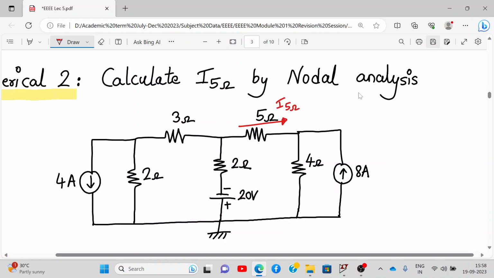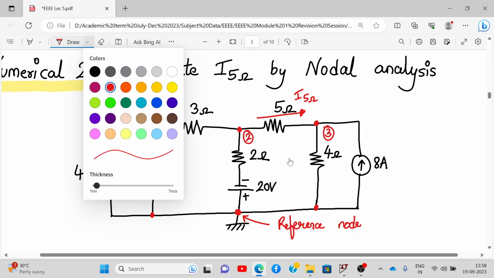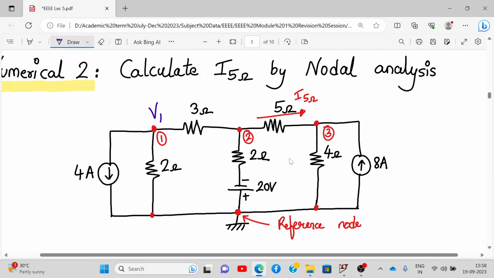Alright, so here the first step will be to define the ground node or the reference node. All these are nodes connected together, one and the same. So this is my reference node. Now I'll define the other nodes. This and this point are the same, so this is my node number 1. This is my node number 2. And this is my node number 3. So I'll define 3 voltages as V1, V2 and V3.